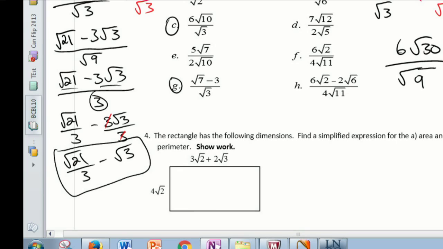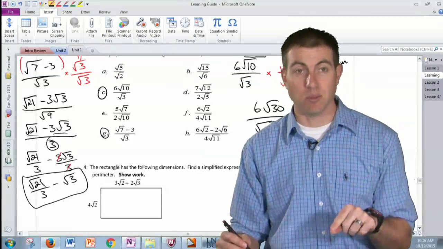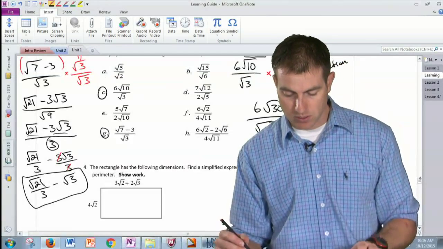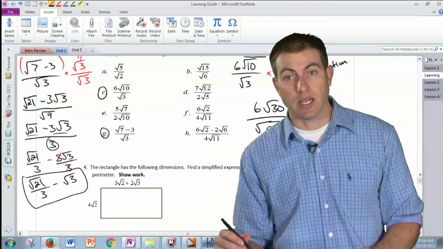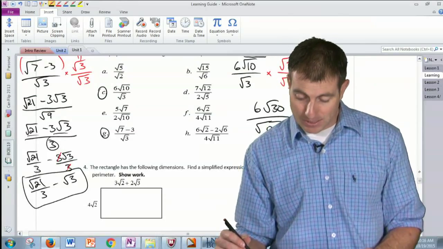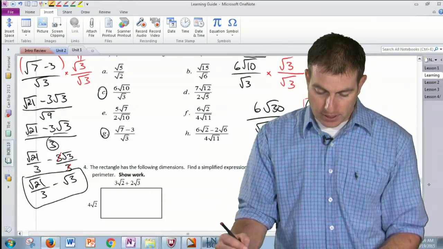Now, I kind of realized that you guys might have a few questions about those ones next day. And I'm fine with that, because that's about as tricky as these questions get. The idea is to get rid of any radical signs on the bottom. So try the other ones that I didn't go through, see how you do, and let me know next day.